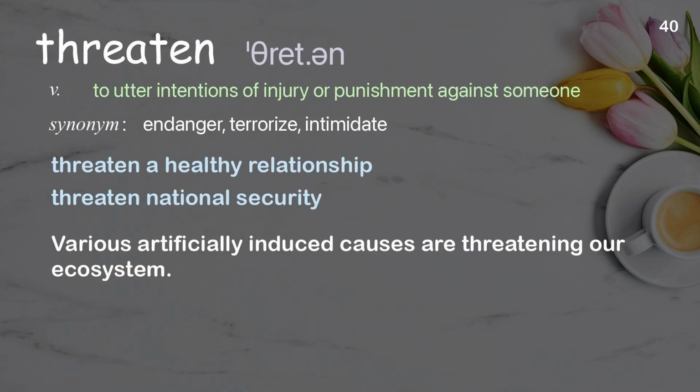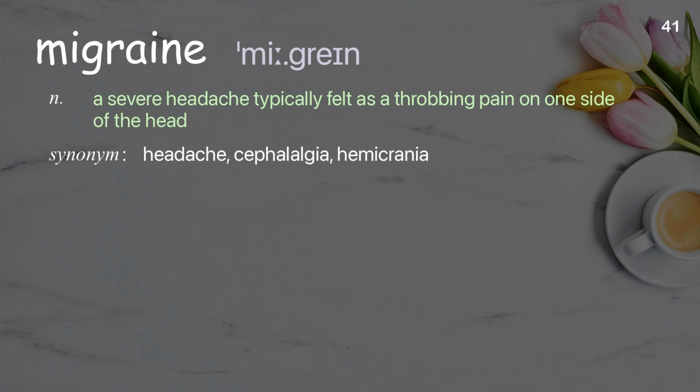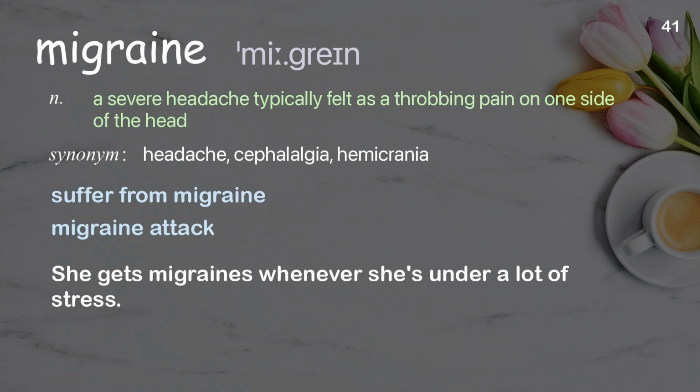Migraine: A severe headache typically felt as a throbbing pain on one side of the head. Examples: suffer from migraine. Migraine attack. She gets migraines whenever she's under a lot of stress.